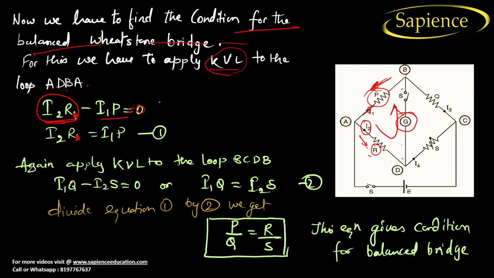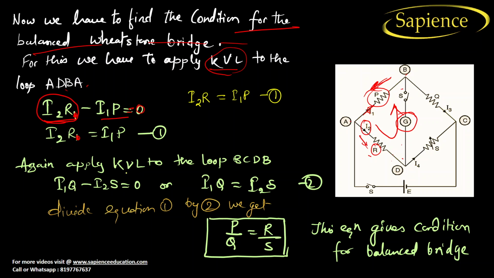I hope you have understood how to put the values. Now from here we are getting I2 into R is equal to I1 into P. So this is equation 1.